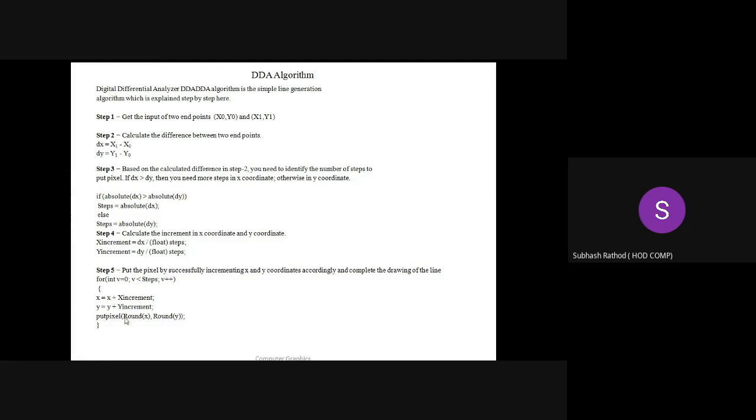So x equals x plus x increment, y equals y plus y increment, and here putpixel is a function built into C and C++, which is used to put a pixel on the screen. If a collection of all pixels is joined straight, you will get the line. All these pixel values we will get as discrete values from this for loop. And in the end, putpixel round x and round y.